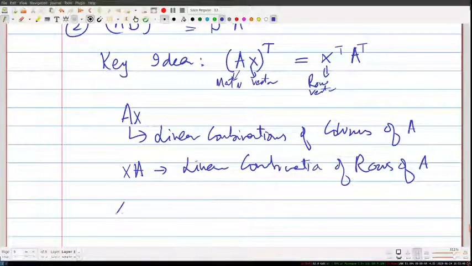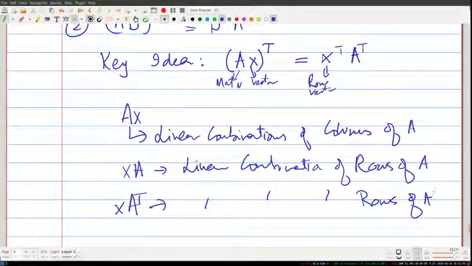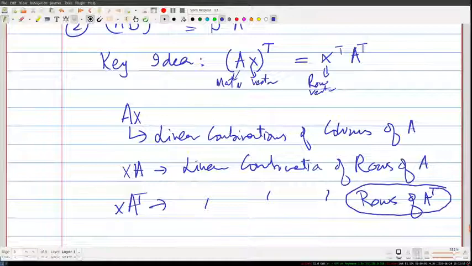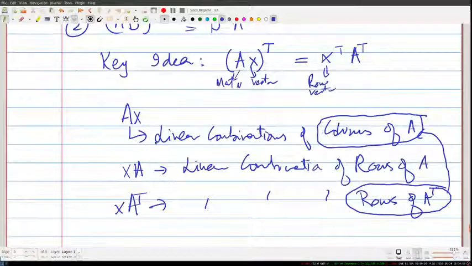But if I take X times A transpose, then that's taking the linear combination of the rows of A transpose, but the rows of A transpose are going to be the columns of A. So that tells us that AX, now notice that this can't be a column vector X now, because to multiply from the left hand side, if this is n by 1 and this is n by n, I can't do this because it is not compatible, so I have to take the transpose of this vector, right?